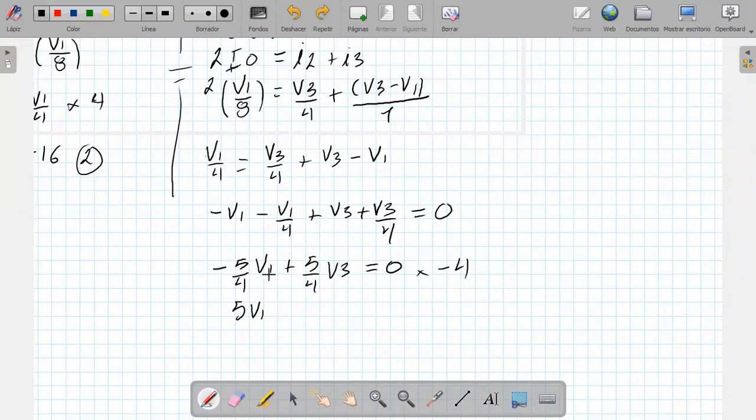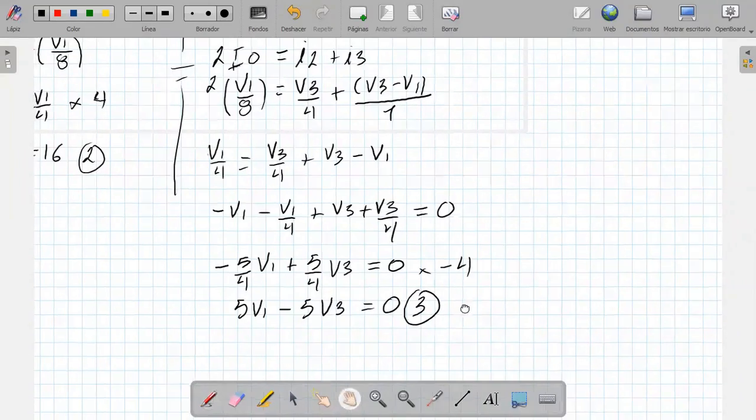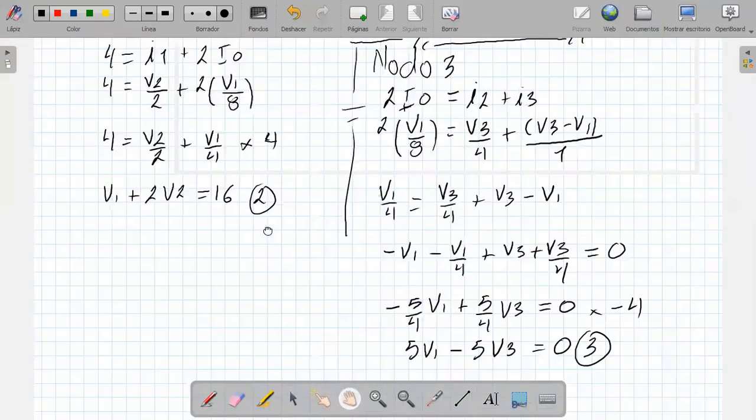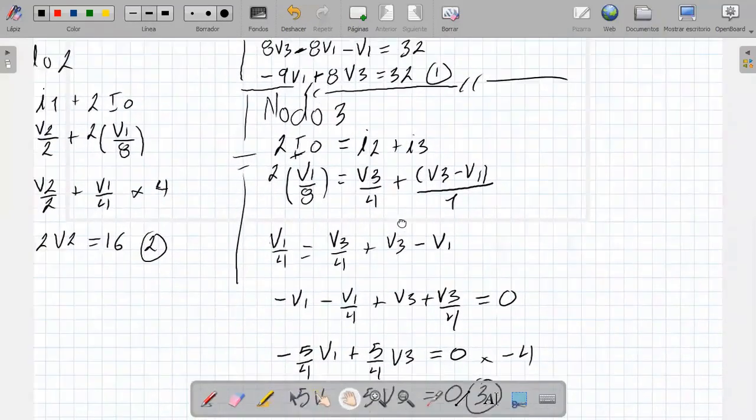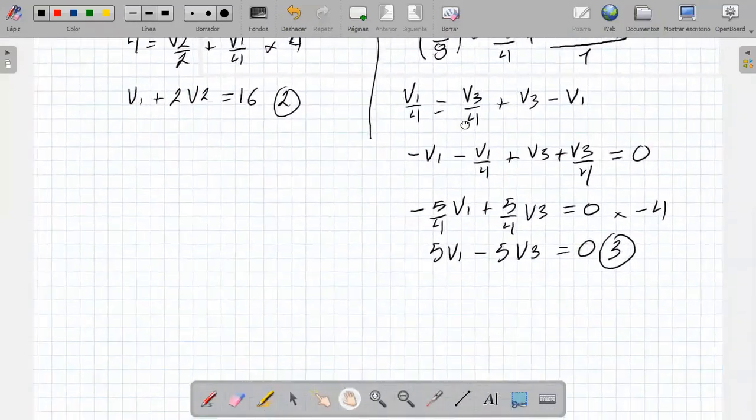Now, I'm going to rewrite the equations. Let us remind you that the first is negative 9B1 plus 8B3 equals 32. The second is B1 plus 2B2 equals 16. And the third is 5B1 minus 5B3 equals 0. Three equations with 3 unknowns.